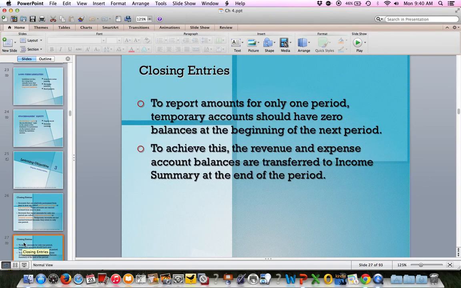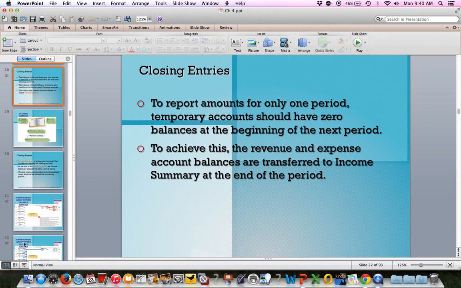And so to do that updating and do the closing process, it says, to report amounts for only one period, temporary accounts should have a zero balance when we begin the next period. And so to achieve this, all revenue and expense accounts are transferred to an account called income summary. Okay, so all of your revenue and expense accounts are temporary accounts, and so is income summary. But income summary is just a special temporary account that we use as a part of the closing process.